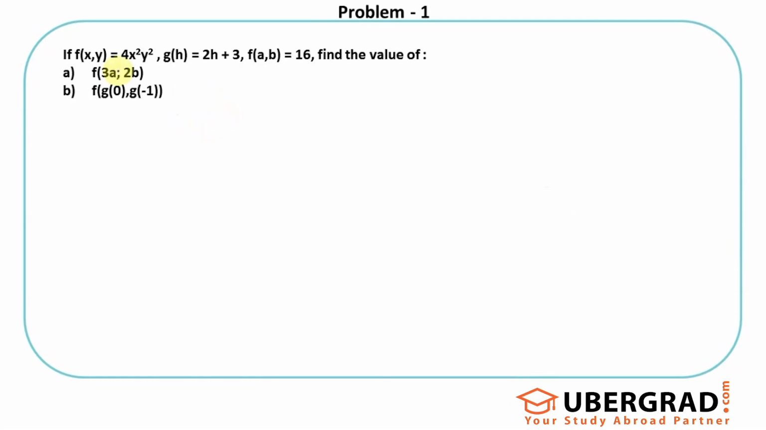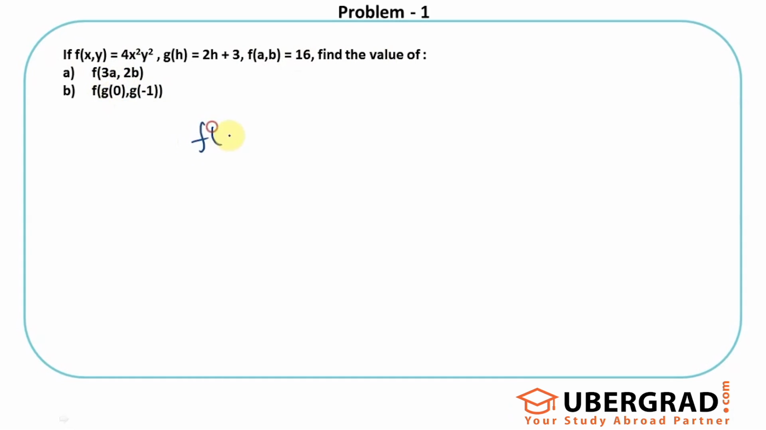So hope you've tried. f of x comma y, a function, is defined as 4x square y square. g of h is defined as 2h plus 3. And f of a comma b is given as 16. So I don't know the value of a and b. If I give a and b as input, the output is 16 for this function f of x comma y. So find the value of f of 3a comma 2b is what the first question is.